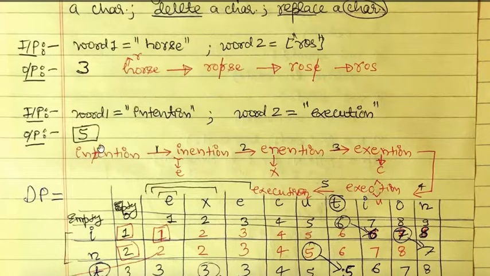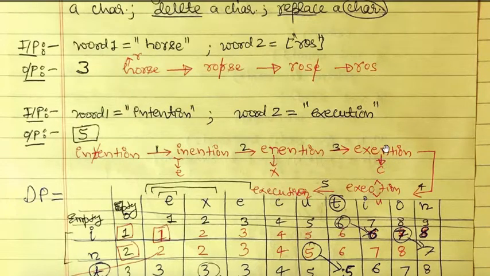We can delete the t initially, and we get inention. In the next step, we convert the first i to e, and we get enention, and then we replace the first n by x, and we get exention.